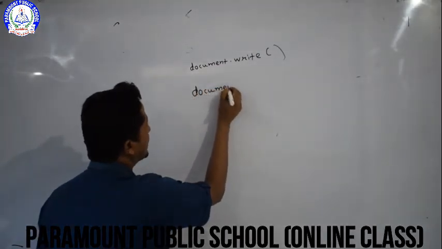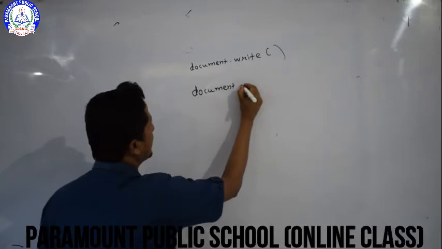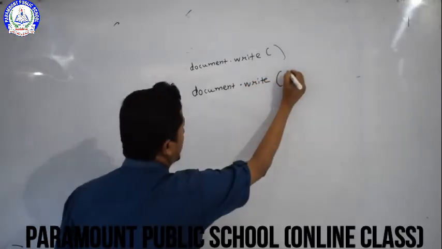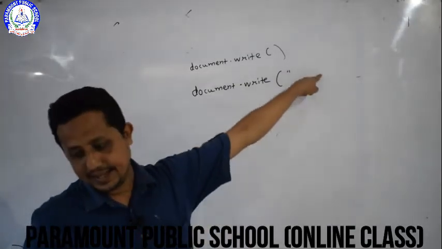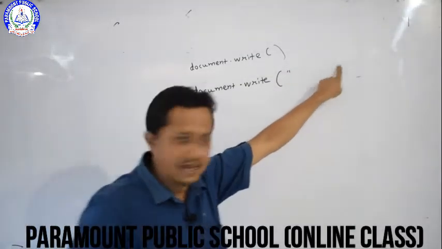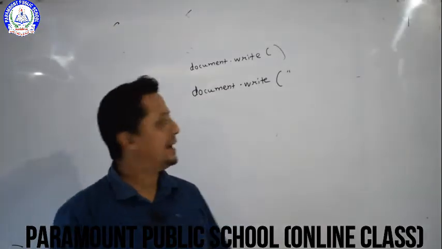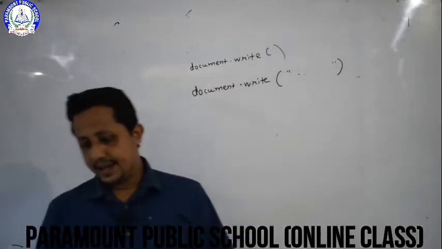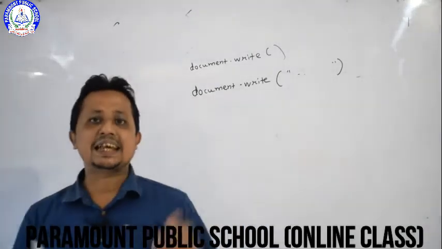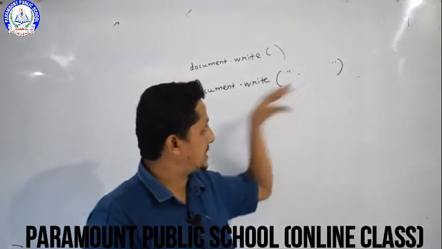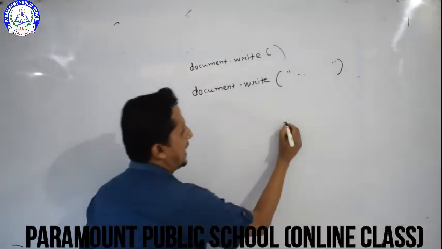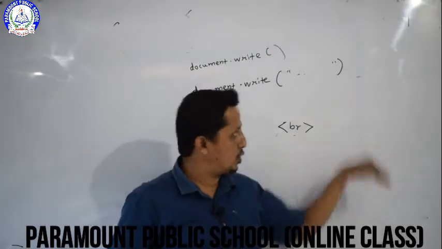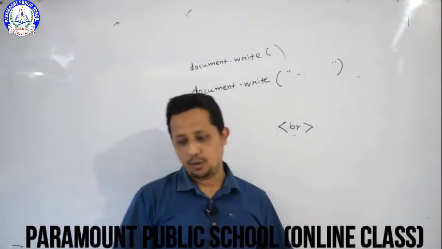document dot write. Within it we will write our text or statement. Sometimes inside the document dot write statement we use BR. The BR tag is used for breaking the line so that the text should come below.